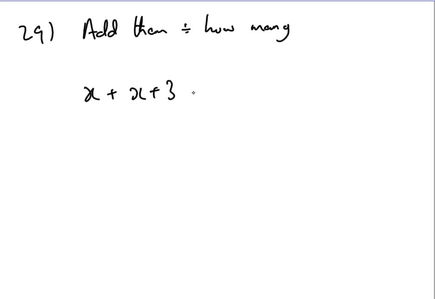Question 29. Three expressions, these represent numbers. Work out your mean in terms of x. Give your answer in its simplest form. Well, the mean, you add them, and then divide by how many, don't you? So we'll add them up first. So we've got x plus 3 plus 4x, and we divide that all by 3.